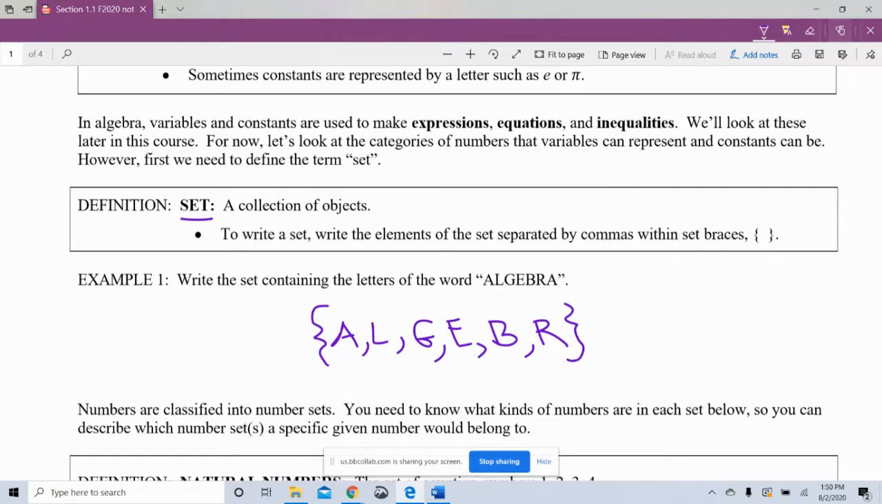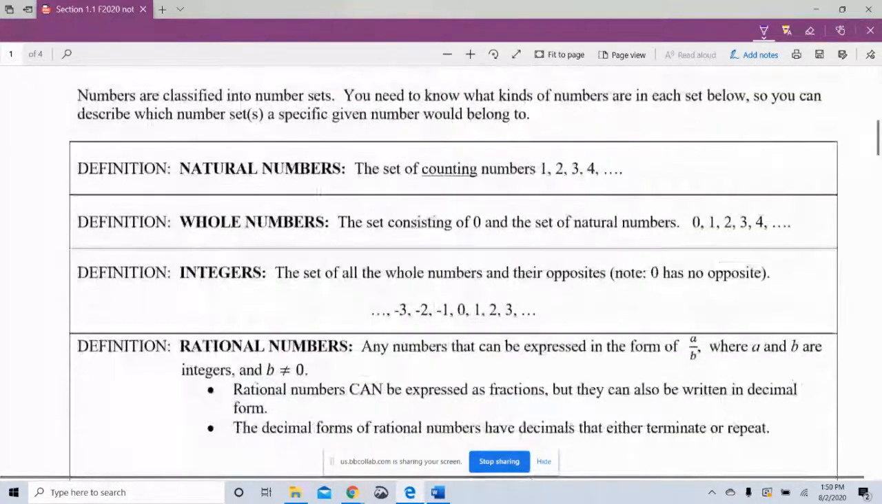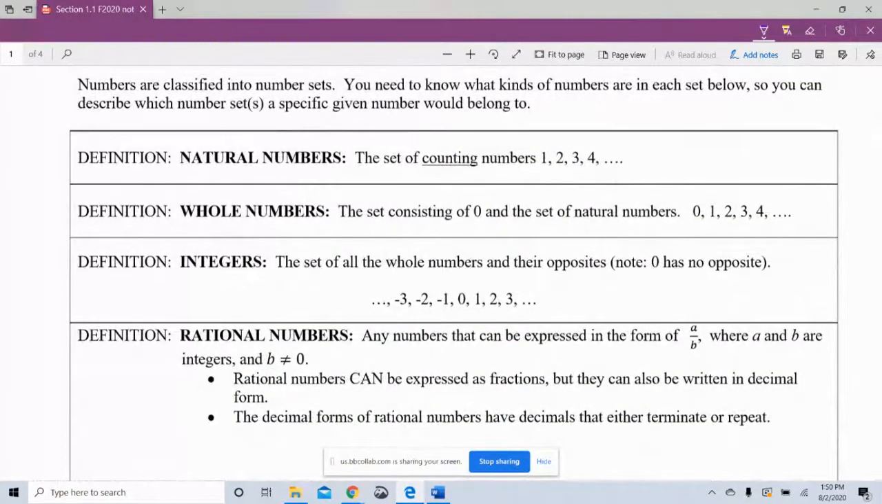But more commonly, the sets that we're going to be dealing with in all of mathematics are numbers, right? So numbers can be classified into number sets. And on this page, and actually going into the next page, you'll see some of the sets of numbers that we're going to be dealing with in this course. In fact, all of the sets of numbers that we deal with in this course will be listed here. And that doesn't mean that that's all of the sets of numbers that there are in the world. It's just all the ones that we're going to deal with in this course.